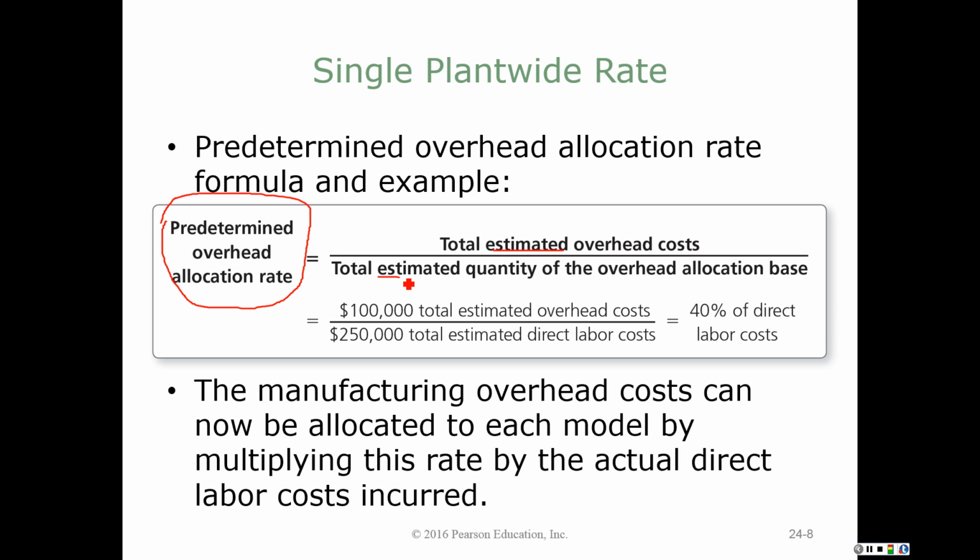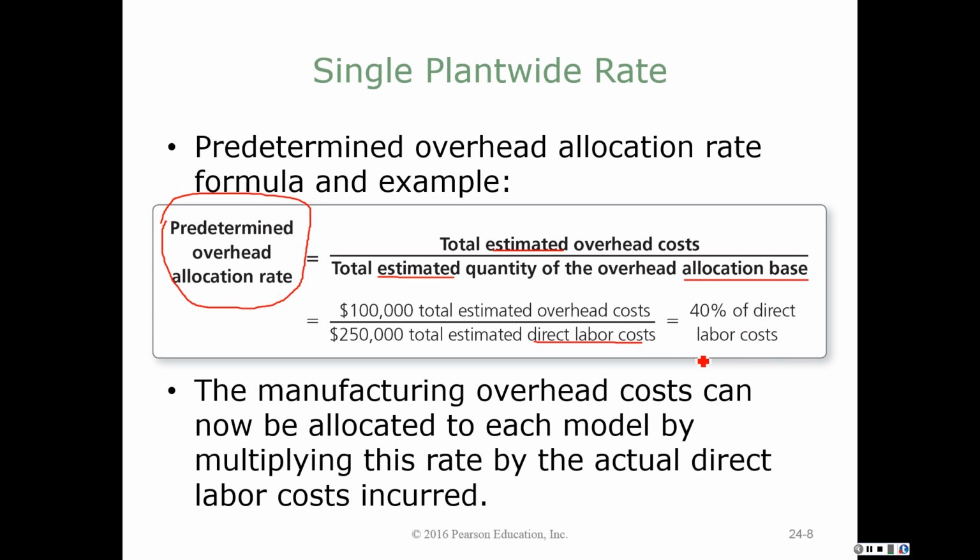Then we estimate something else. We estimate what your book calls an allocation base or a cost driver. What is driving the overhead cost in our formula? And so in the examples that we've seen so far, we've used direct labor costs, direct labor dollars, machine hours. And so if we're using direct labor cost, let's just refresh. What do we mean by 40% of direct labor cost as our allocation base?